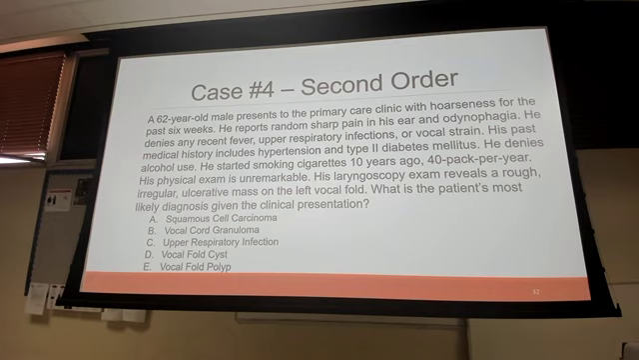A 62-year-old male presents to the primary care clinic with hoarseness. For the past 6 weeks, he reports random sharp pain in his ear and odynophagia. He denies any recent fever, upper respiratory infections, or vocal strain. His past medical history includes hypertension and type 2 diabetes mellitus. He denies alcohol use. He started smoking cigarettes 10 years ago, 40 packs per year. His physical exam is unremarkable. His laryngoscopy exam reveals a rough, irregular, ulcerative mass on the left vocal cord. What is the patient's most likely diagnosis given the clinical presentation? What are we thinking? A squamous cell carcinoma.